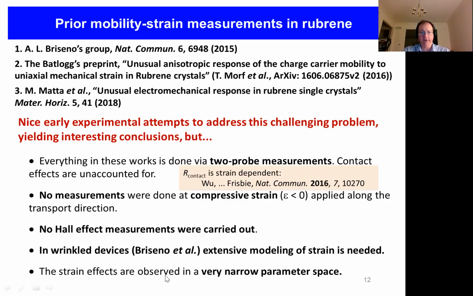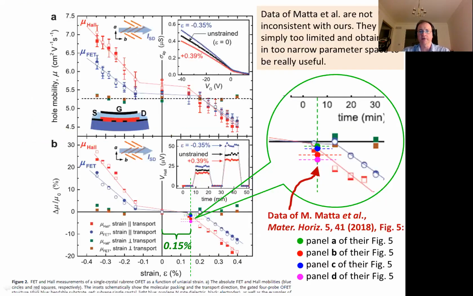Finally, strain effects are observed in these works in a very narrow range of parameters. So for instance, here, if I overlay Mata's results on our results, you will see this. All of their data points are within 0.15%. So in this very small subthreshold region, so-called subthreshold in our case.